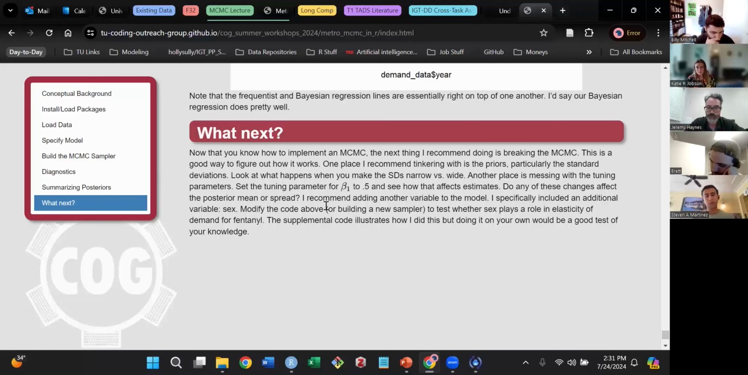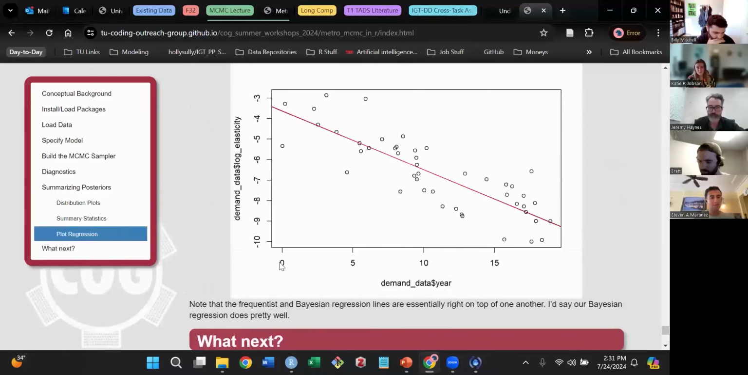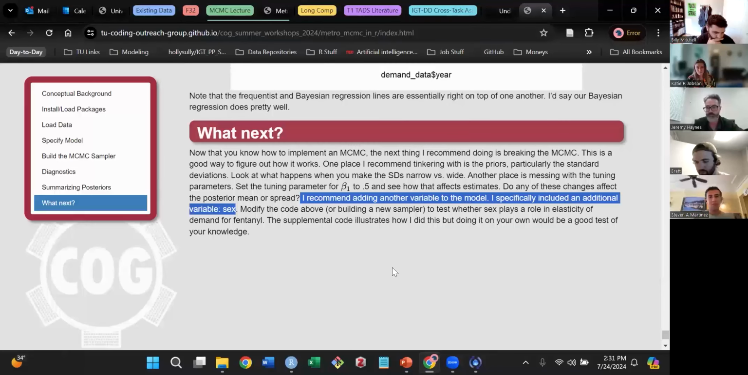And then also, if you'll remember, the data contains a variable called sex that you could add to the MCMC code I have above, to see whether sex plays a role in elasticity of demand for fentanyl. I did post code for how I did that, but I do recommend seeing if you can modify it for yourself.